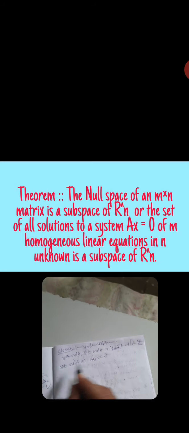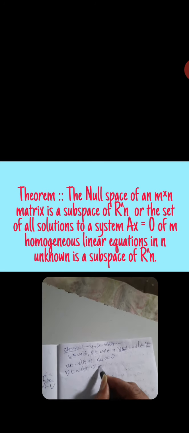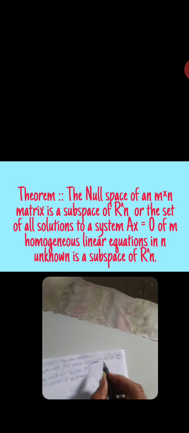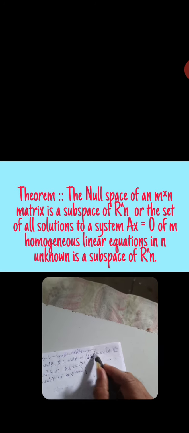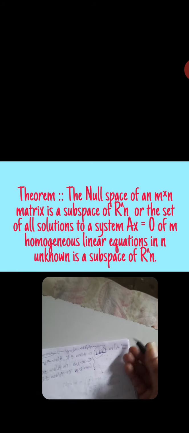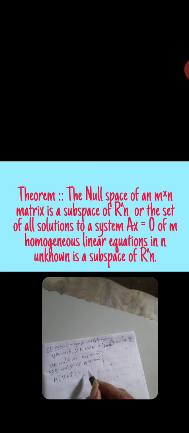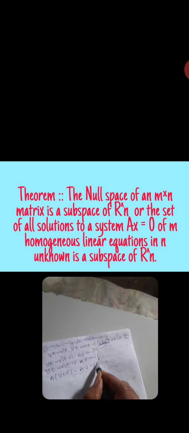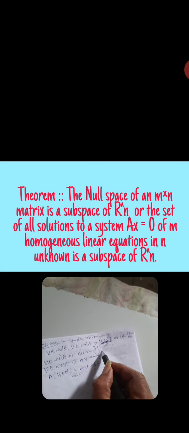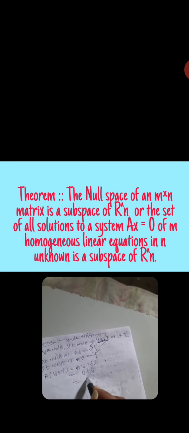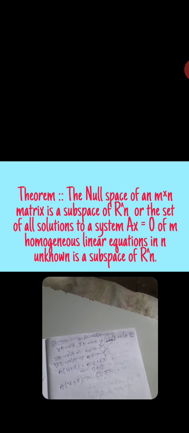Similarly, V is also an element of null A. That implies AV is equal to 0. Now what about this sum, U plus V? Now going to show A into U plus V. What about this? AU plus AV. AU represents 0, AV represents 0 in the above. 0 plus 0 is equal to 0. That is, A into U plus V is equal to 0.